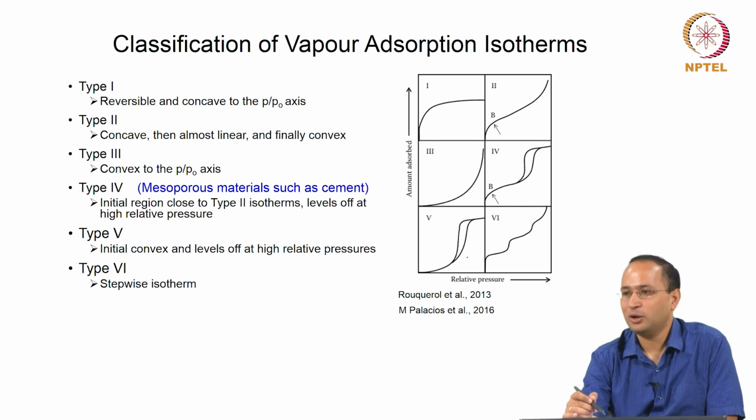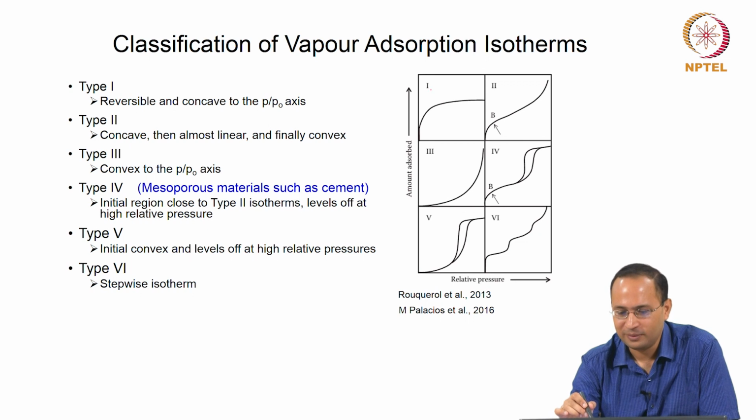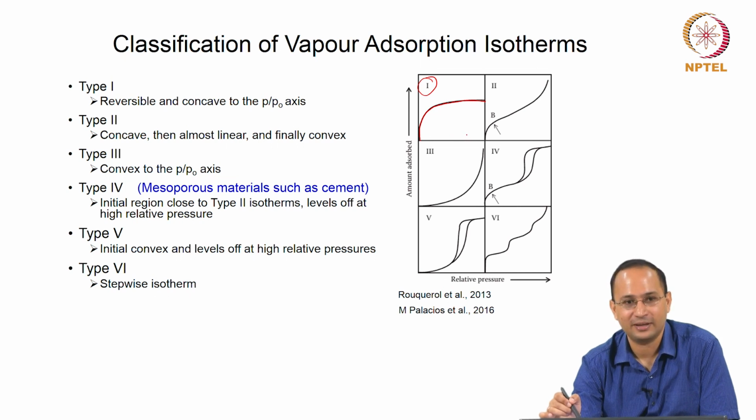How do they look? See the type 1. This is type 1, which looks reversible and concave to the x axis, the P over P0 axis. This is type 1. You can see that it increases, then reaches a plateau, with no change.